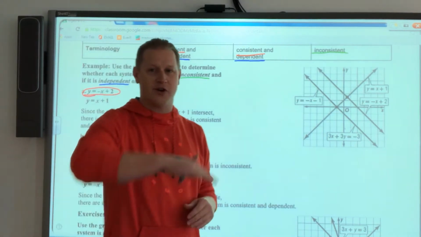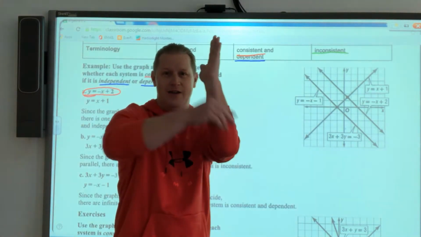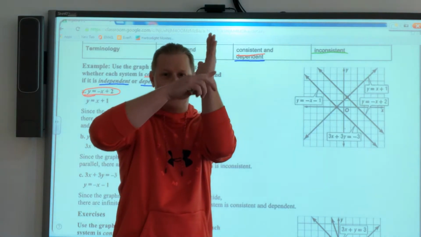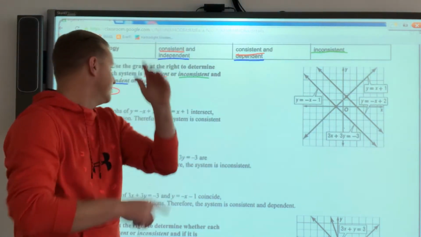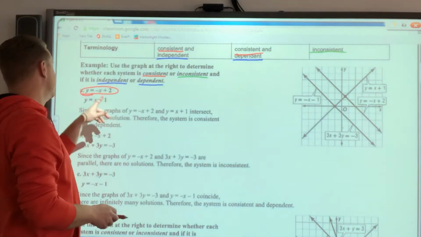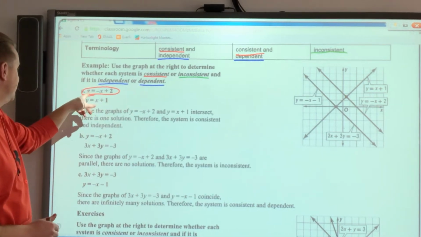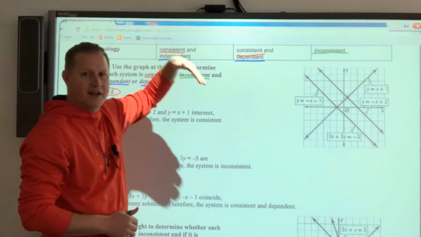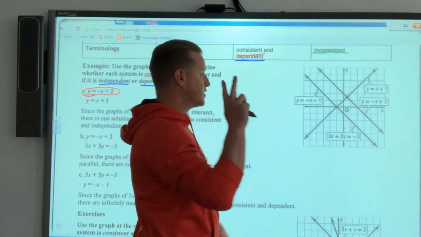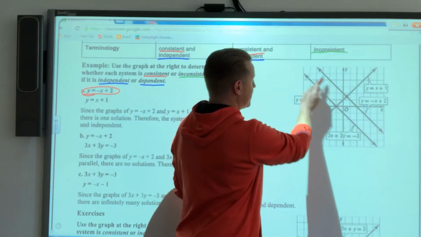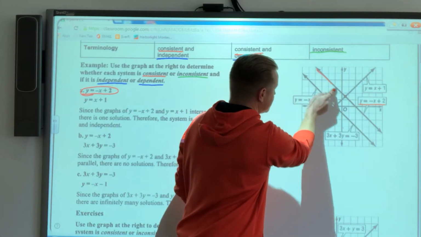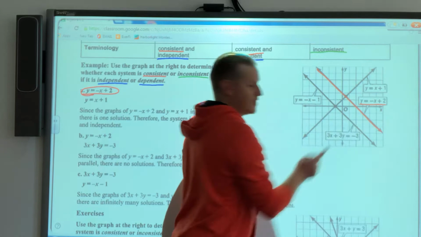Remember, ordered pairs are always x, y. Where does it hit the y line? Origin is in the middle, positive y up here, negative y down here. Where does it hit the y? Right now, we know this one is y equals negative x plus 2. Negative slope plus y is where it hits. This equation right here is this line.